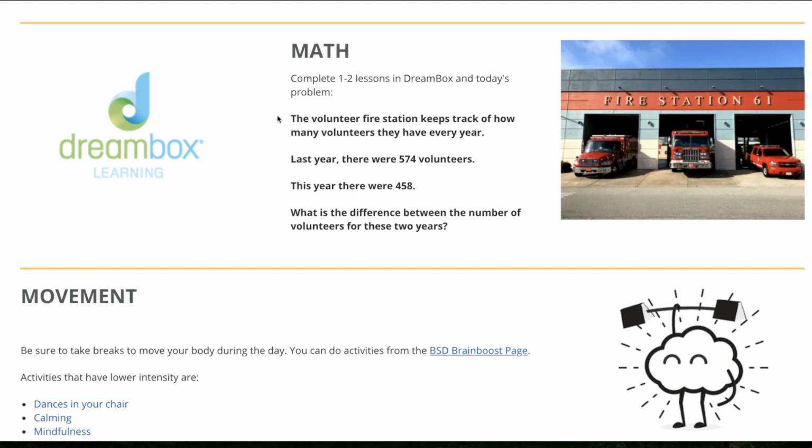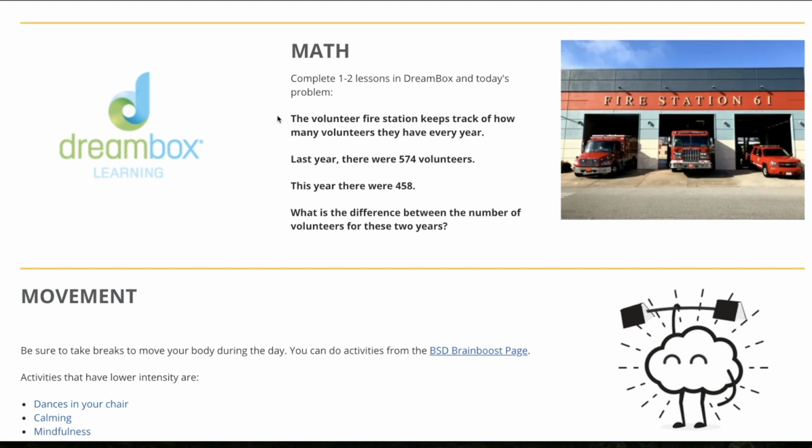The volunteer fire station keeps track of how many volunteers they have every year. So last year, they had a total of 574 volunteers. And this year, there were 458 volunteers. What is the difference between the number of volunteers for these 2 years? Okay, see if you can solve that one.